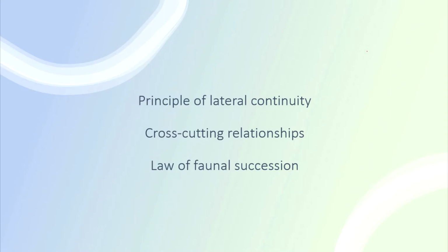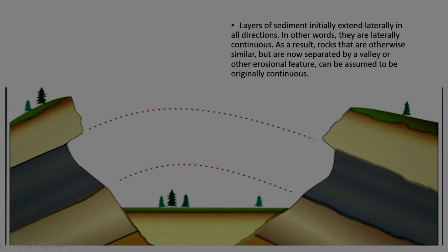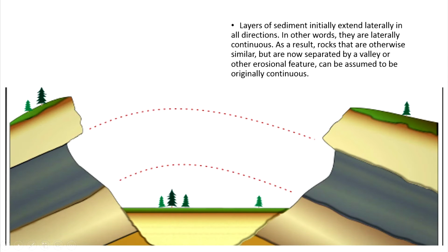Hello, my name is Muhammad Khalif. Now we'll talk about principle of lateral continuity, cross-cutting relationships, and law of faunal succession. The principle of lateral continuity states that layers of sediment initially extend laterally in all directions. In other words, they are laterally continuous. As a result, rocks that are otherwise similar but now separated by a valley or other erosional feature can be assumed to be originally continuous.